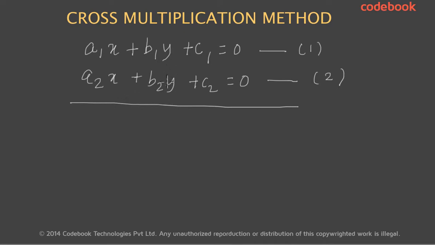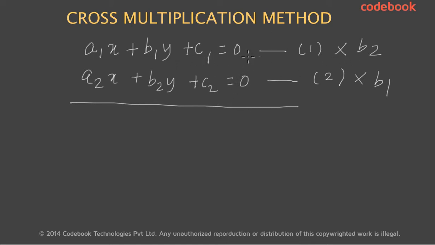The way we can do it is by making the coefficients of y the same. So if you observe, in the first equation the coefficient is b1, and in the second equation the coefficient is b2. If we multiply 1 by b2 and then 2 by b1, we will have b1 b2 and b1 b2 as the coefficients of y in both the equations, and then we can subtract the equations and eliminate y. So let's try to do that.